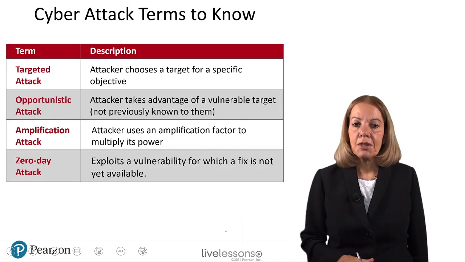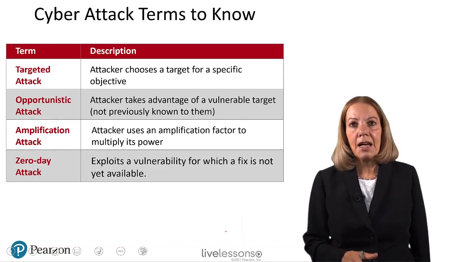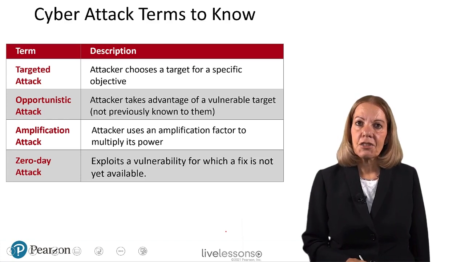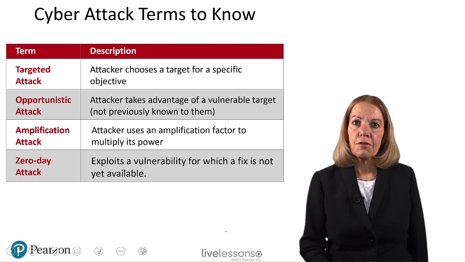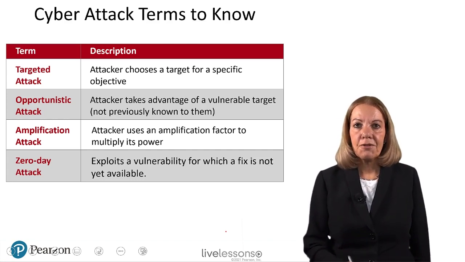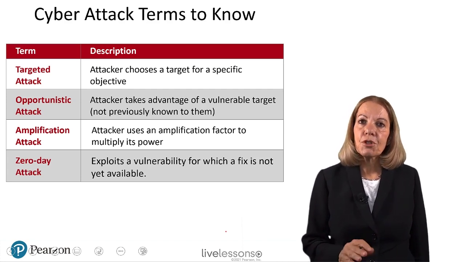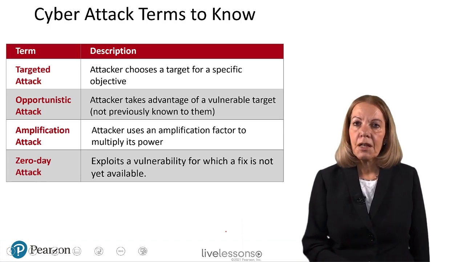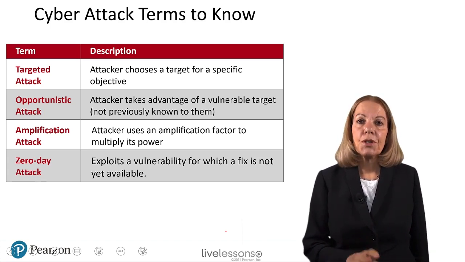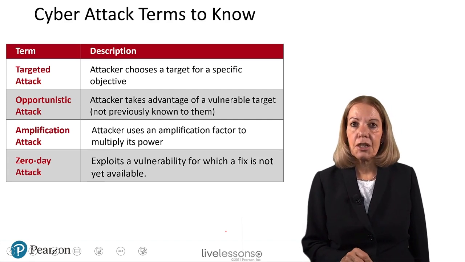Now, there are 4 cyber attack terms I want you to know: a targeted attack, an opportunistic attack, an amplification attack, and a zero-day attack. Now, a targeted attack is when the attacker chooses a target for a specific objective. They're going after that target, they know what they want, and they're going to go for it. In an opportunistic attack, the attacker takes advantage of a target who's vulnerable. They may not have been previously known to them, but what they've done is identified a vulnerability or weakness, and they know they can probably be successful in their attack against that particular target.